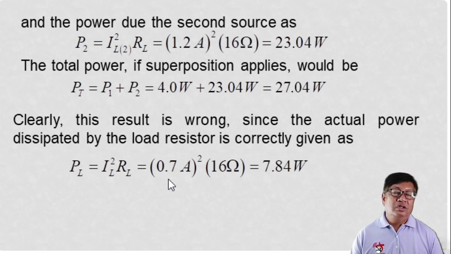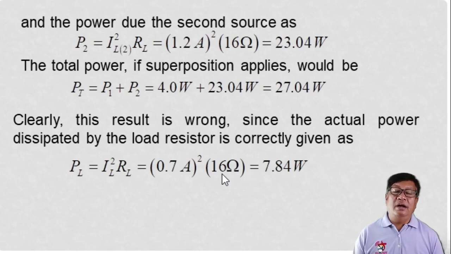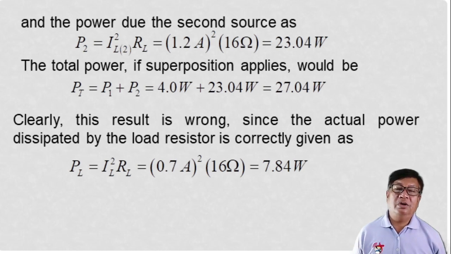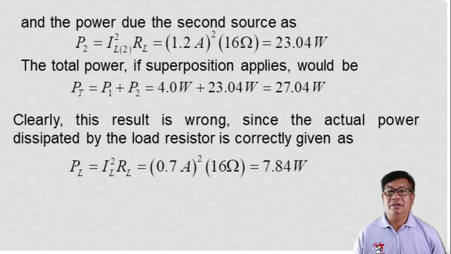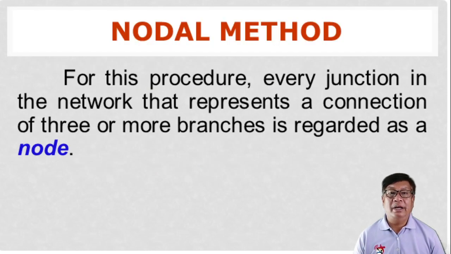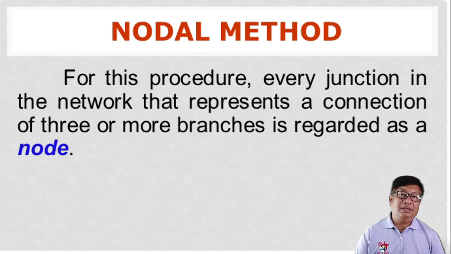If you have a different solution, we said that our total current I sub L is 0.7. So 0.7 amperes squared times the resistance of 16 ohms, then your load power is only 7.84 watts. That is why the solution of power here is not applicable for the superposition theorem, because if you sum up these two powers, it will yield 27.04 watts, but actually the correct solution here is only 7.84 watts. So that is our solution for example number 1. Next, we have example number 2, the Noodle method.